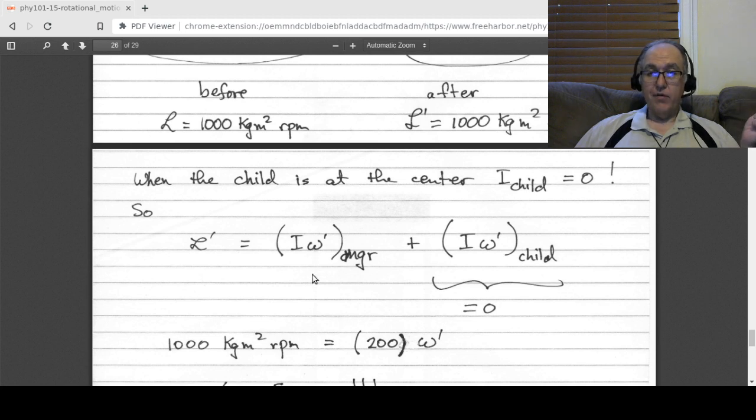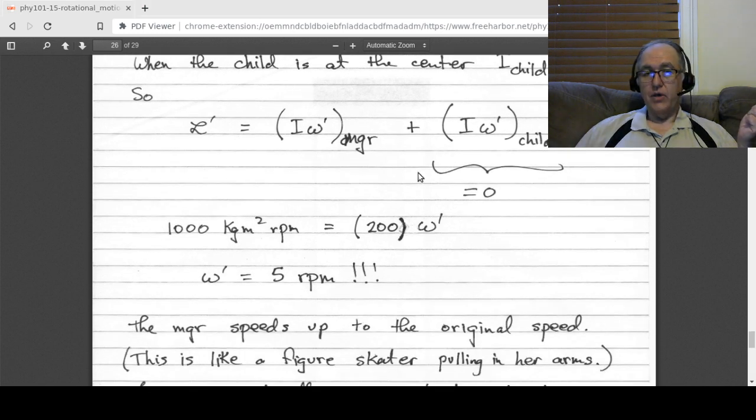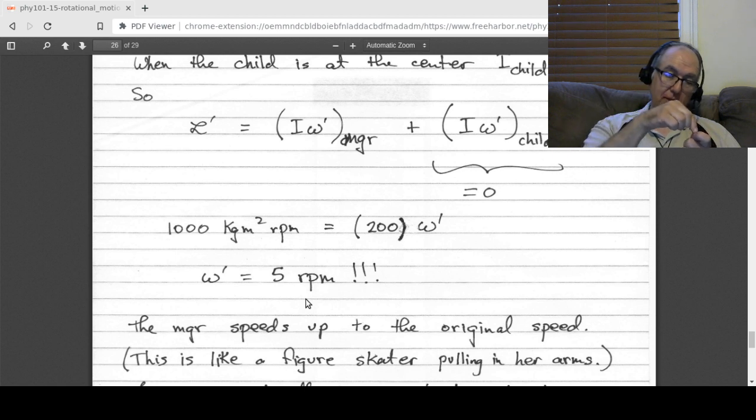The omega for the merry-go-round is going to be omega prime. The child has no contribution now because the child has a moment of inertia of 0. Okay, and now if we calculate the angular velocity once the child has walked to the middle, it turns out to be 5 RPM again. So when the child jumped on, it slowed down to 3.2 RPM, but when the child walked to the middle, it sped back up to 5 RPM.